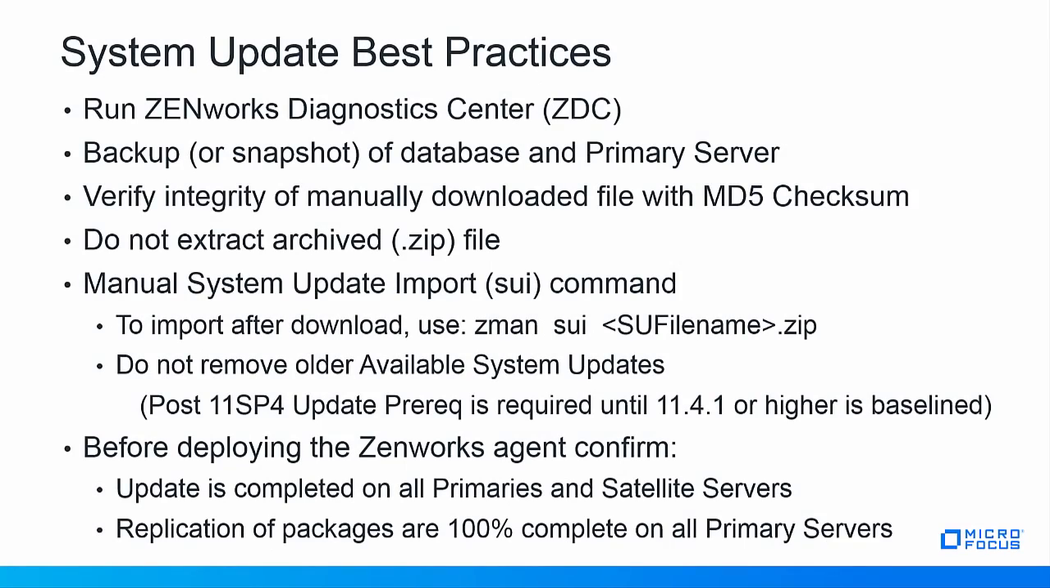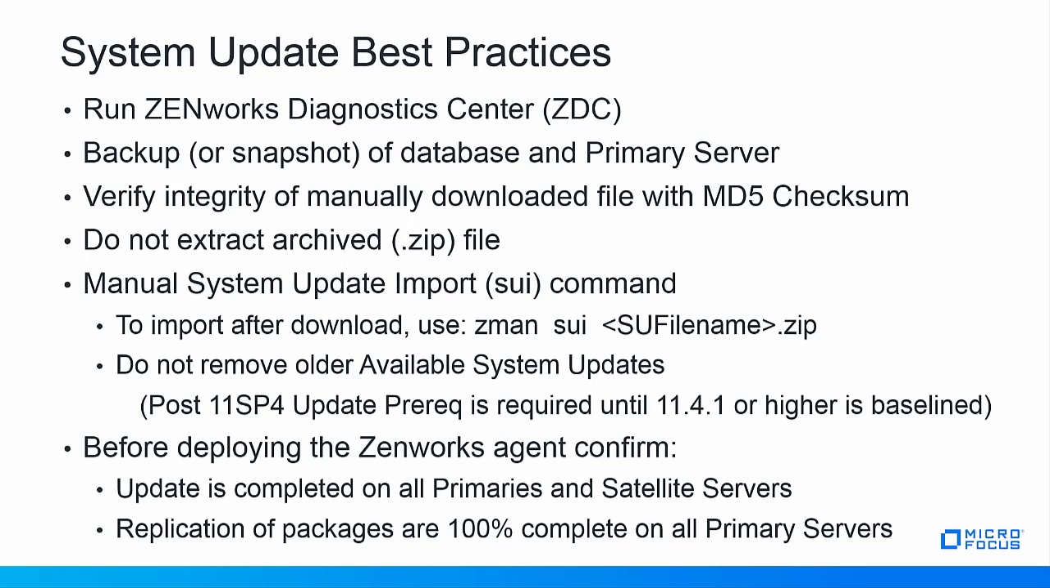System update best practices include running the ZENworks Diagnostic Center on your system using the proper ZDC version. Backup or snapshot the database in the primary server. Verify the manually downloaded files with an MD5 checksum verifier. Do not extract the manually downloaded .zip file. The system update process will do the extraction.